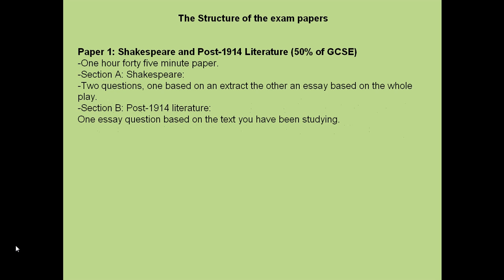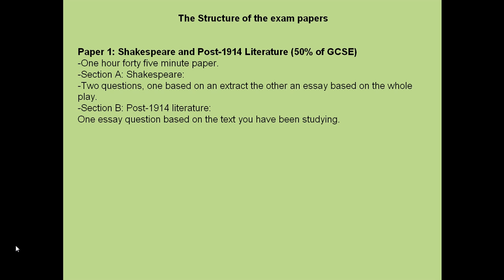So here's an outline of the exam. It's a 50% exam in terms of your total grade. It's a 1 hour and 45-minute paper, and there are two sections. Section A is Shakespeare, and there are two questions there. One is based entirely on an extract alone, and the second question, which is what we're looking at today, question B, you could focus maybe on another extract of your choice or the whole play.